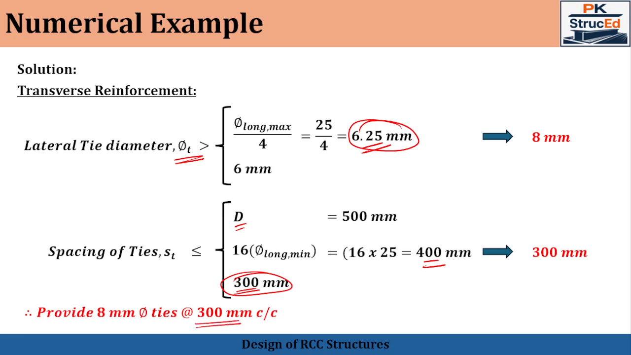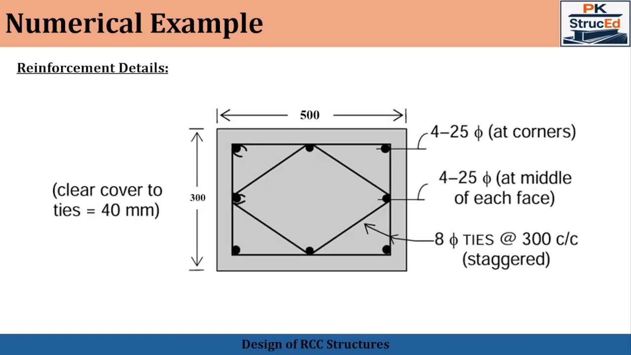So this is the first case in which we assumed the main reinforcements are to be provided equally on all the 4 sides. Let me have the reinforcement details. You can see we are provided with 8 numbers of 25 mm dia bars, 4 at the corners and 4 at the middle of the sides. So 8 reinforcements are provided on the periphery of the column, connected by lateral ties in the staggered form, provided with 8 mm dia bars spaced at 300 mm centers. So this is the reinforcement details.